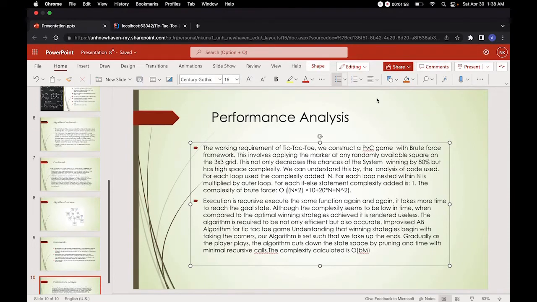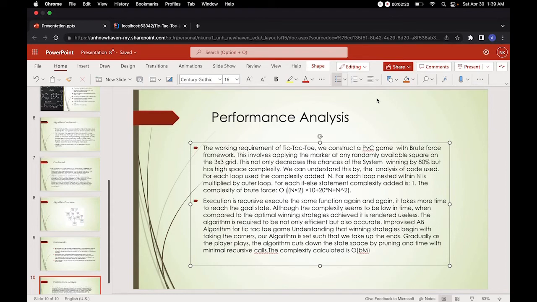In alpha beta pruning, we are going to prune all the rest of the options which are not optimal. Although the time complexity seems to be low when compared to the optimal winning strategies achieved, it is rendered useless. The algorithm is required to be not only efficient but also accurate.